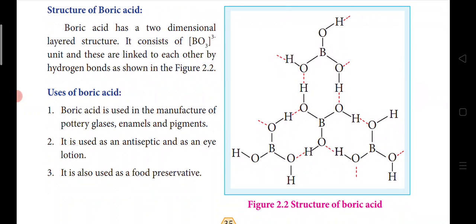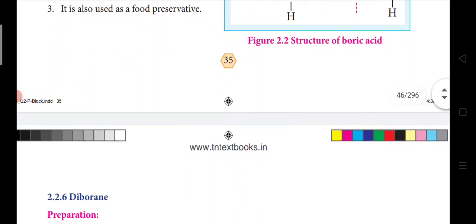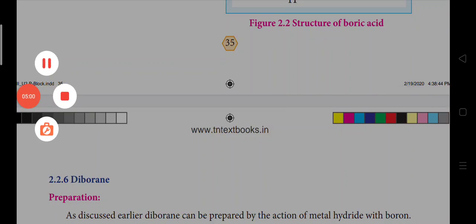Boric acid is used in the manufacture of pottery, glasses, enamels and pigments. It is used as an antiseptic and as an eye lotion. It is also used as a food preservative.